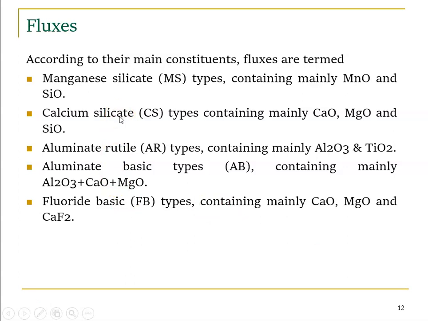In arc welding, we use many varieties. One is manganese silicate, calcium silicate, aluminum rutile, aluminum basic types, fluoride basic. So MS, CS, AR, AB and FB. So generally fluxes are used to prevent oxidation.